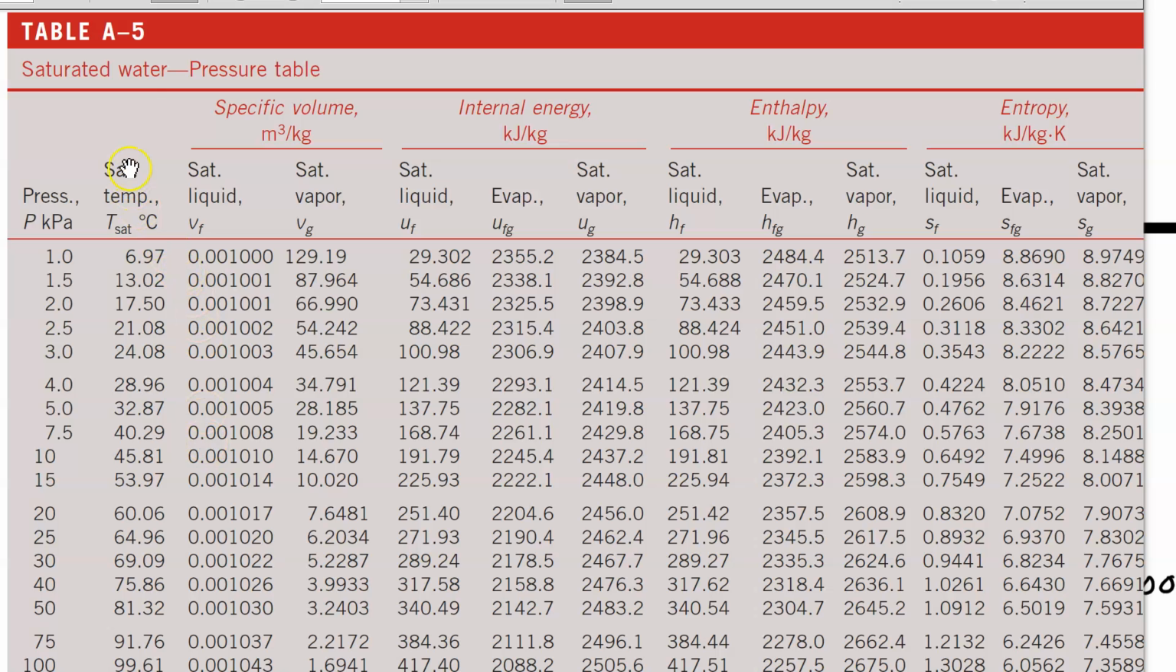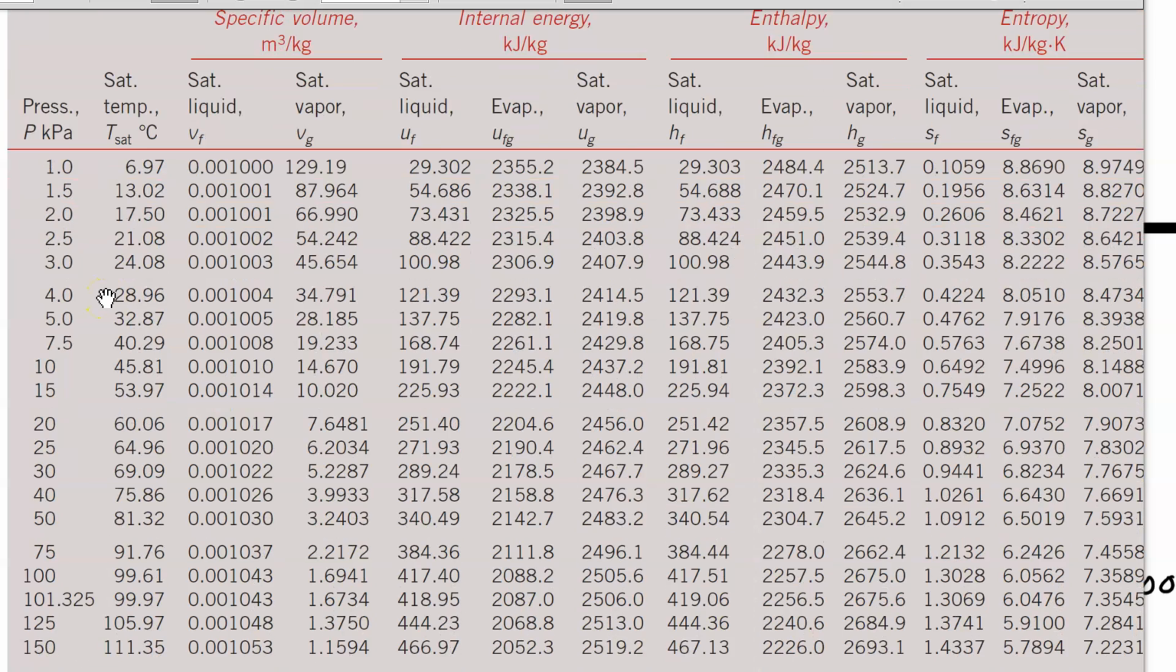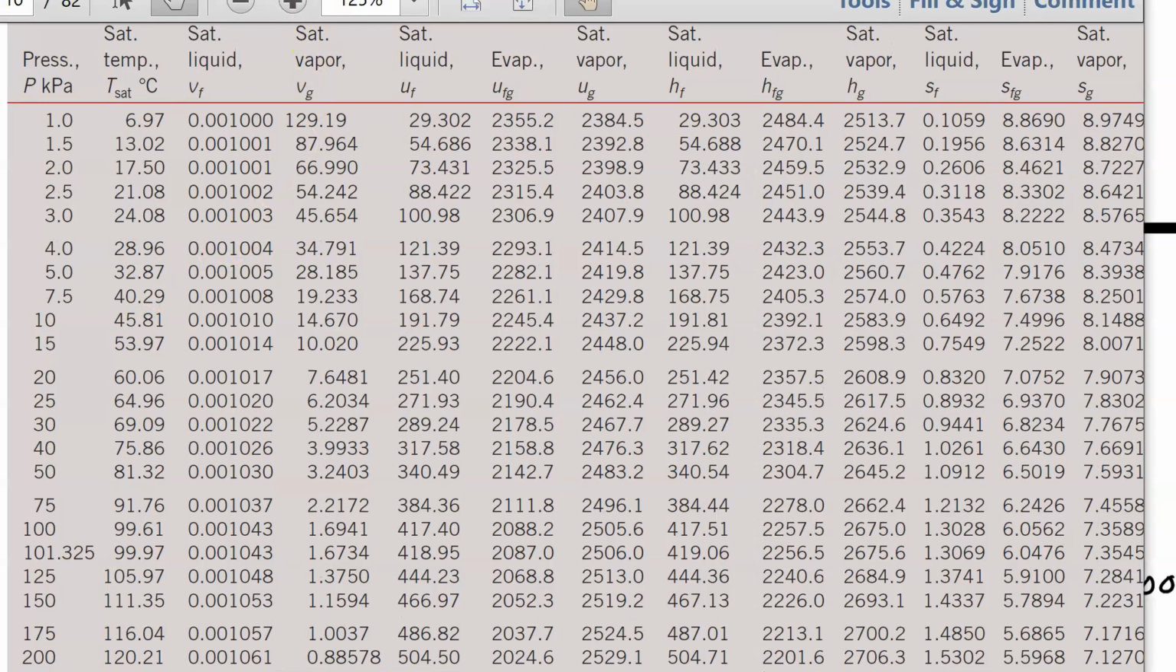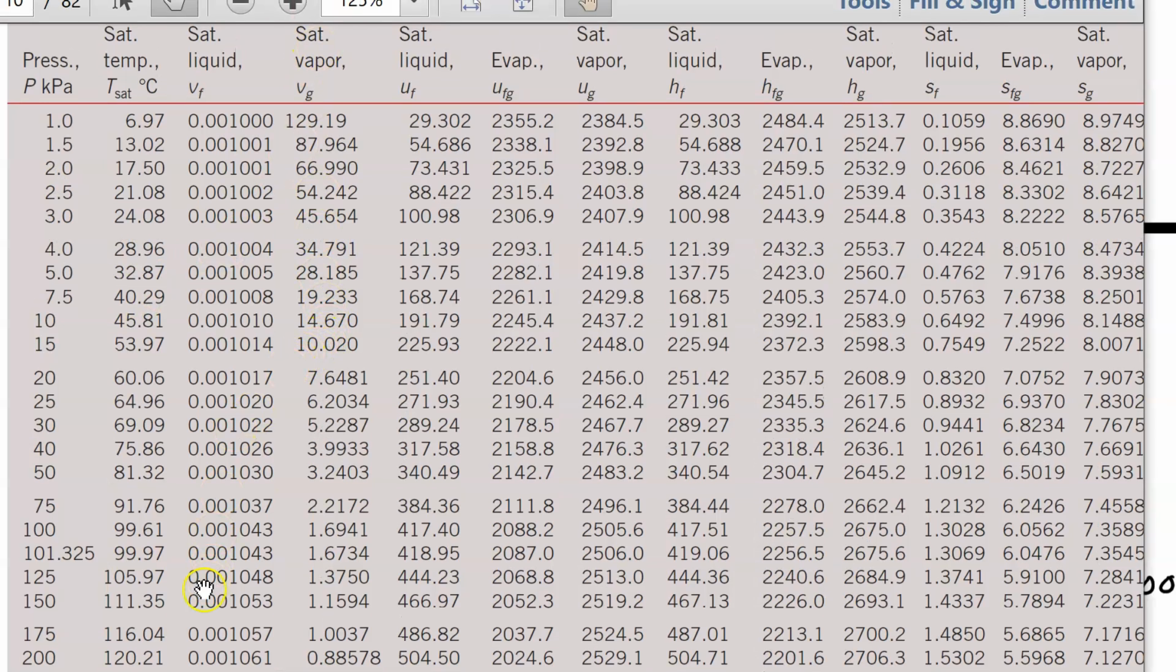Here's table A5. It's saturated water. It's the pressure table. I'm looking for a pressure of 200 kPa. So we'll scroll down till we find it. There it is on the very bottom. I'm going to find the liquid volume. I'm going to find the gas volume. And I also want the U.